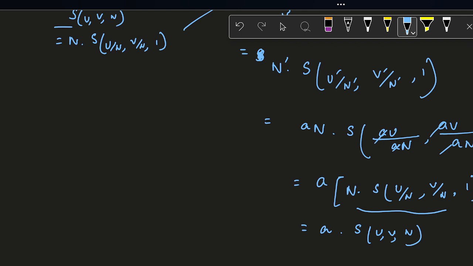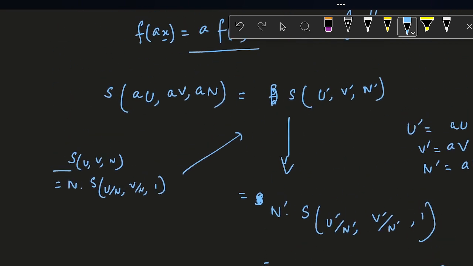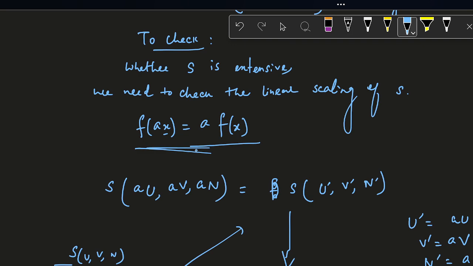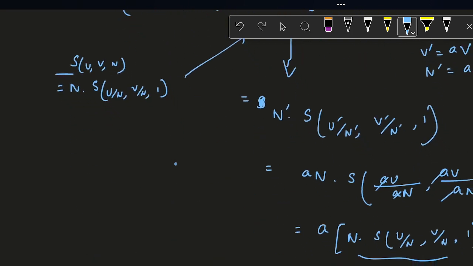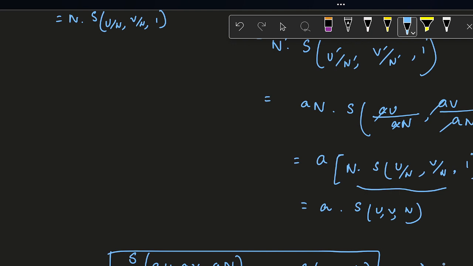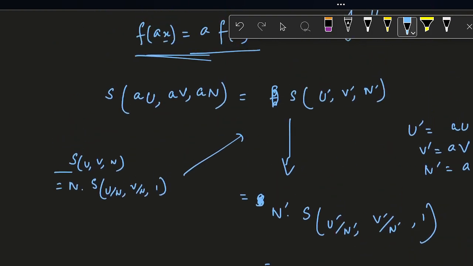So basically the scaling factor check of linearity is valid for this entropy function, just like I said for the simple function f of x. By this you can justify that indeed your entropy is extensive, because it is following the scaling relation. Once you multiply all the macroscopic variables of that function or the system by a constant scaling factor of a, you get the entire function scaled by the same factor of a. So that is what you have proved: entropy is extensive.